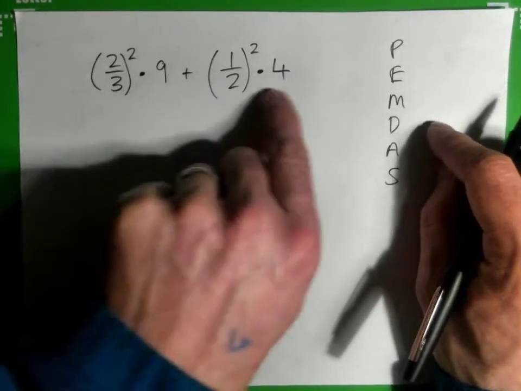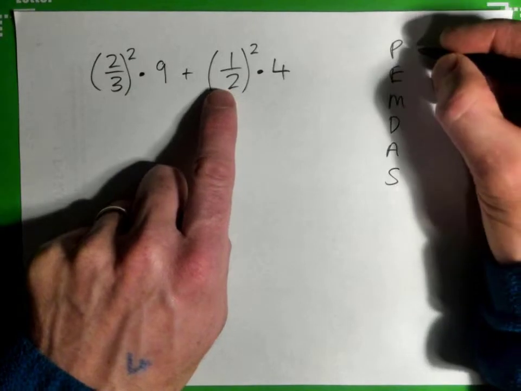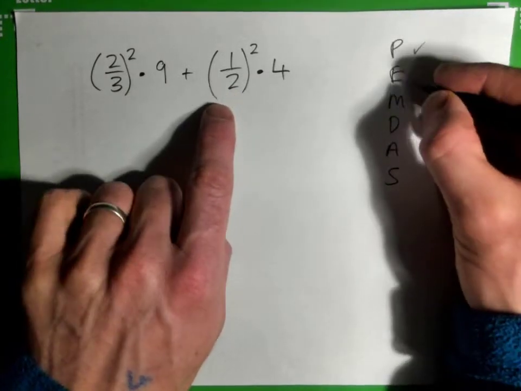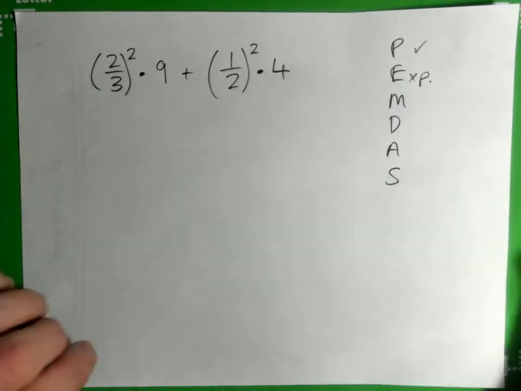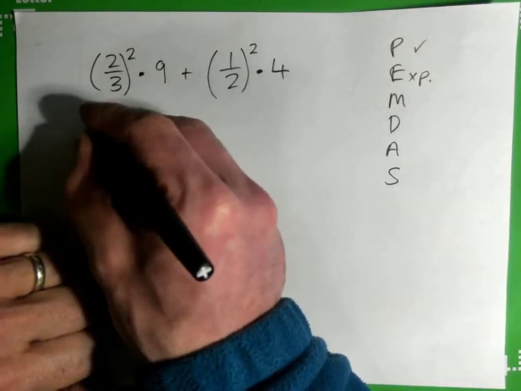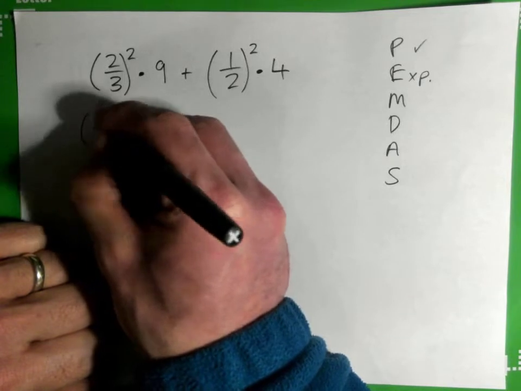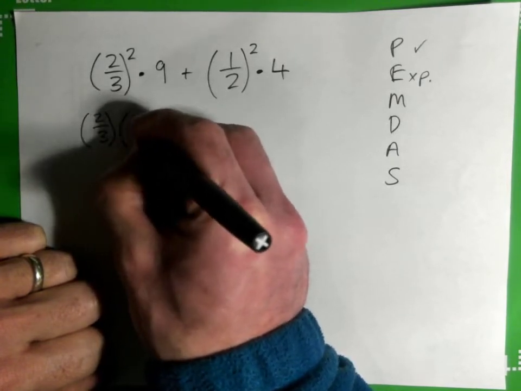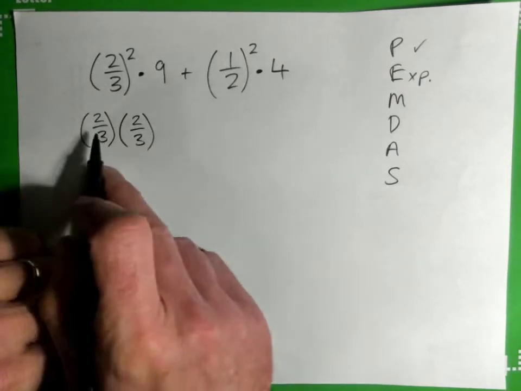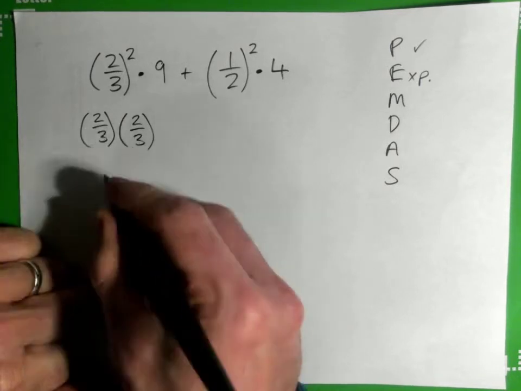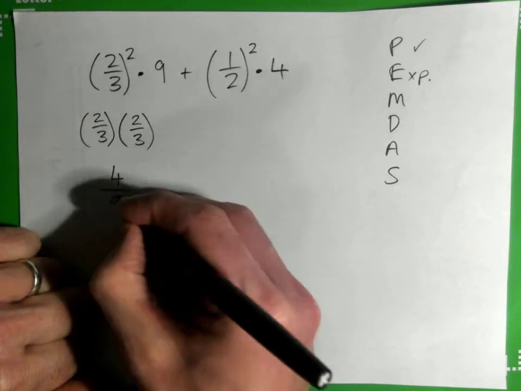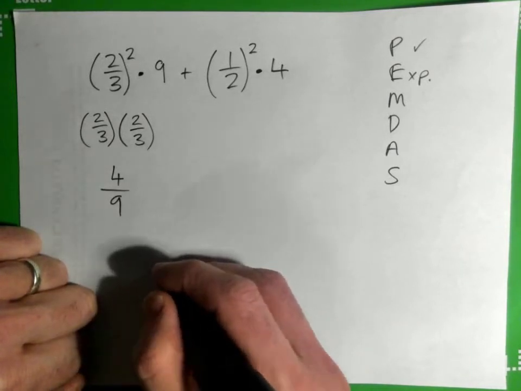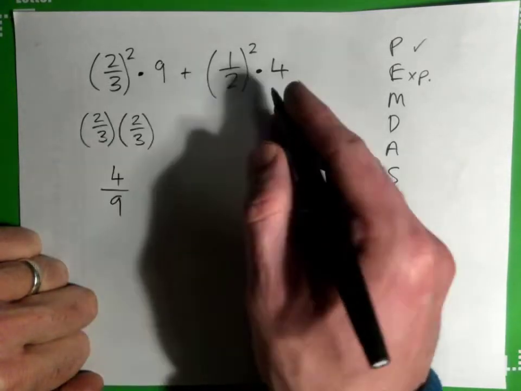So we go along and we see we don't have any parentheses, so that's okay. We do have exponents. We have the 2/3 squared and 1/2 squared. So let's take care of that. And I'm going to write this, take my time, I'm going to go 2/3 times 2/3, right? And then I'm going to do that slowly. So 2 times 2, 4. And the bottom is 3 times 3 is 9. So that's how you multiply fractions, right? And then it's times 9 plus this.